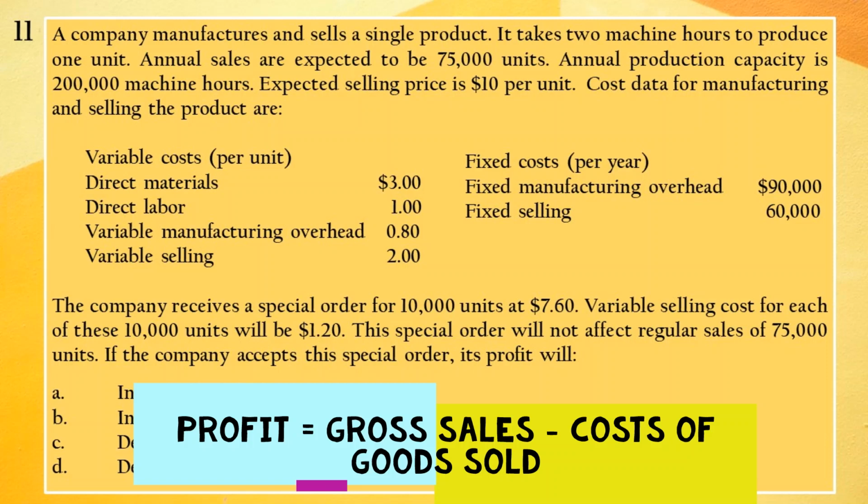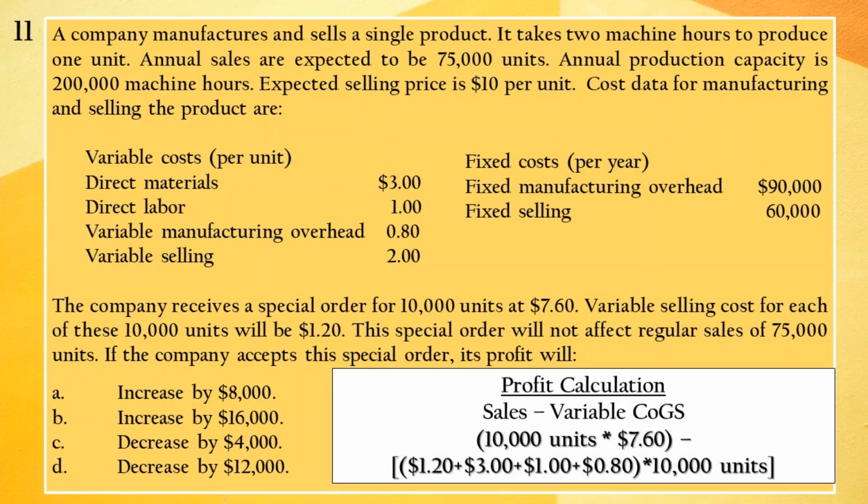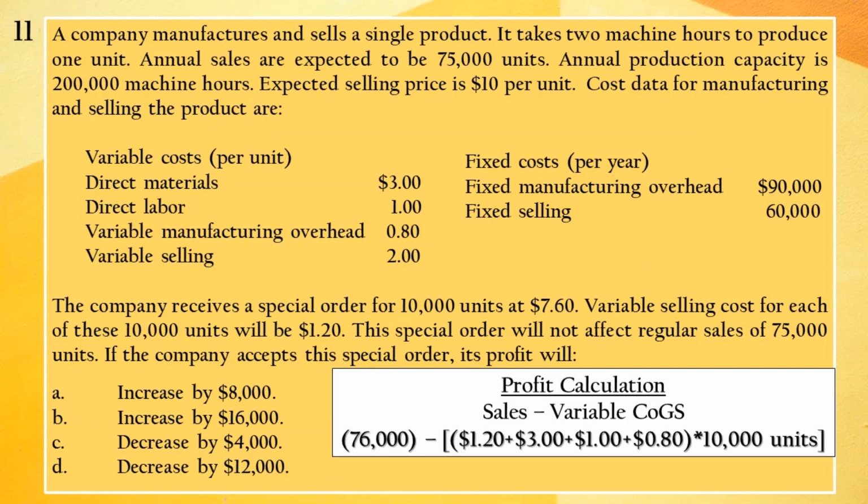So we know that profit is gross sales minus cost of goods sold, right? Well, gross sales is 10,000 units at $7.6. So we have 10,000 times 7.6, that's $76,000 are our gross sales, right? Now let's calculate cost of goods sold. So we know that we have variable costs, right? And it tells us that variable selling costs are $1.20 per unit at 10,000 units. So 10,000 times 1.2, we know that's 12,000, right? But there are other variable costs as well. We have variable direct materials, and we have variable direct labor, and we have variable manufacturing overhead.